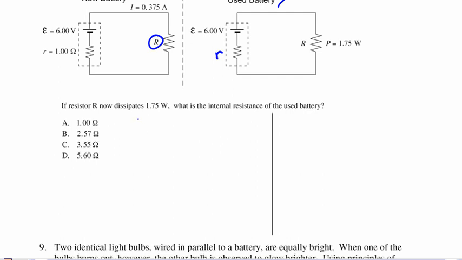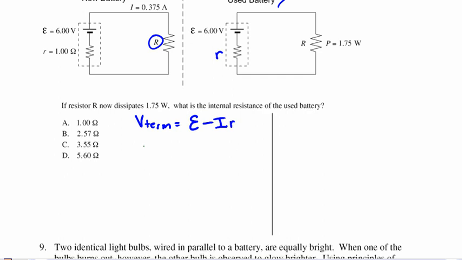So the terminal voltage for a battery is equal to the EMF, which is 6 here, minus the current multiplied by the internal resistance. Let's see if we can get somewhere with this. We do know that the EMF is 6 volts, and they've actually offered you the current in the first one. We should be able to figure out what kind of terminal voltage is happening here.